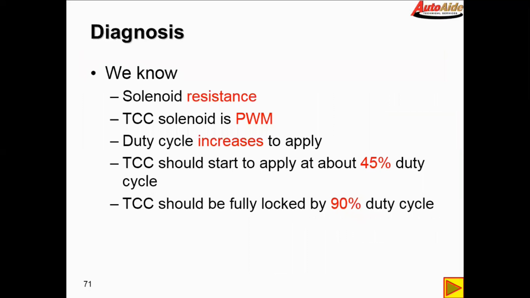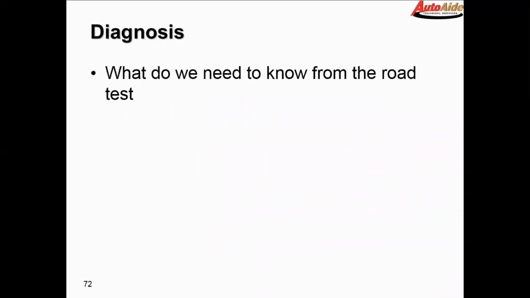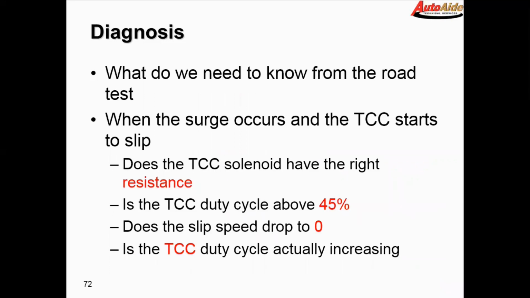So we know solenoid resistance, duty cycle, increases to apply. It's pulse width modulated. It should start to apply at about 45%, and it should be fully locked up by 90. So what do we need to know from our road test? Well, when the surge occurs and the TCC starts to slip, does it have the right resistance? Is the TCC duty cycle above 45%? Does the slip speed drop to 0? And is the TCC duty cycle actually increasing?